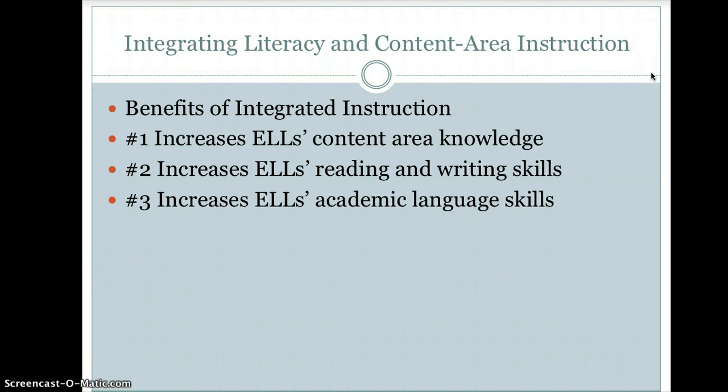In this kind of safe environment, Celic suggests teachers integrate the content areas and literacy. She starts by citing the benefits. Number 1, it increases the English language learners' content area knowledge. It increases their reading and writing skills. It increases their academic language skills.